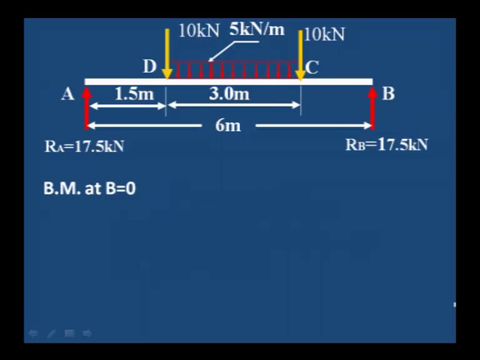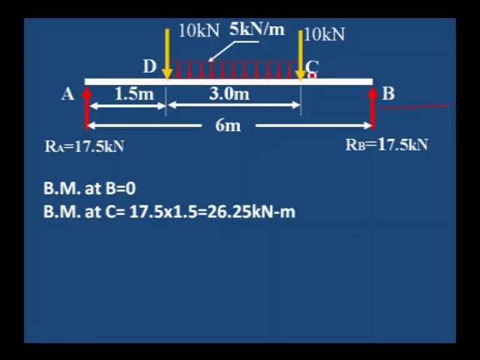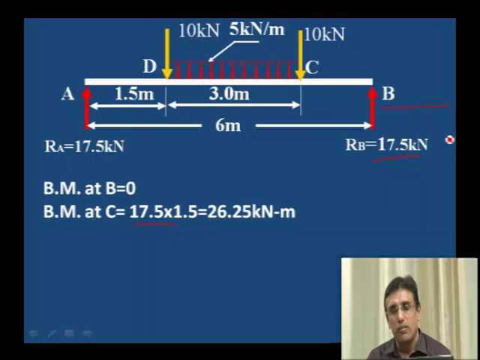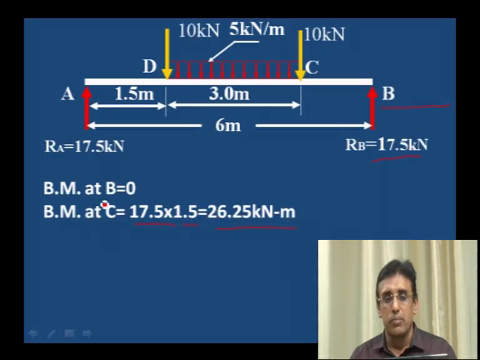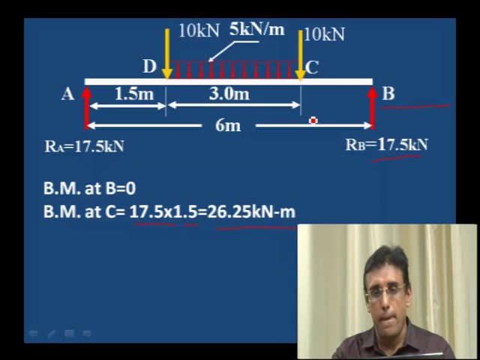Next, bending moment. Bending moment at B is 0. Bending moment at C: the load is the RB value 17.5, which gives an anti-clockwise moment, that is why positive. 17.5 into the distance from C to B, which is 1.5 meter. Therefore, 26.25 kilonewton meter is the bending moment at C.